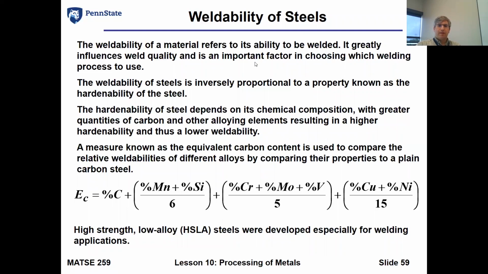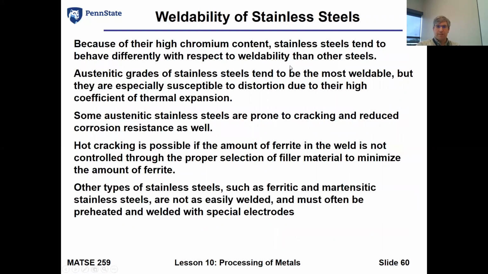Now, these are just for plain carbon steels for the most part, or low alloy steels. Stainless steels tend to be weldable, though they behave differently with respect to weldability. The austenitic grades, if we remember, are the ones that have primarily an austenite structure, the 300 series stainless steels. They tend to be the most weldable, but they're susceptible to some distortion. They are prone to cracking in some cases, and you do see reduced corrosion resistance. That went back to, if you remember, intergranular corrosion or sensitization of stainless steels back in the corrosion lectures. Hot cracking is another issue. Other grades aren't quite as easily welded.